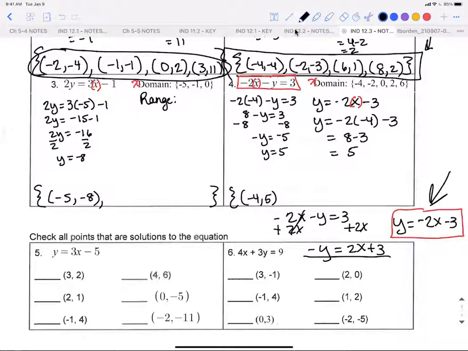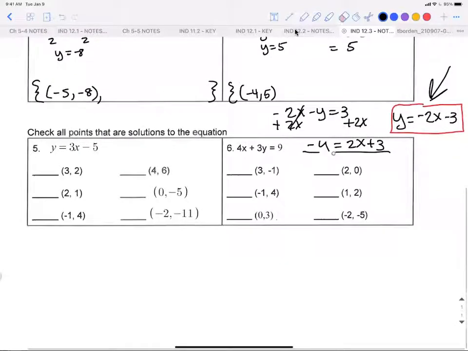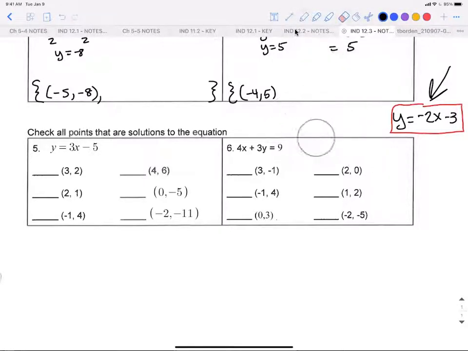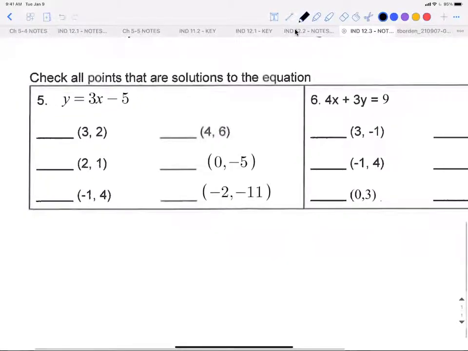Okay. All right. On the bottom, again, there's really no shortcut through. I mean, there's really no easy way to do this other than you have to work it, in this case, 6 times. So I'll show you why. It wants to know which points are a solution to the equation.